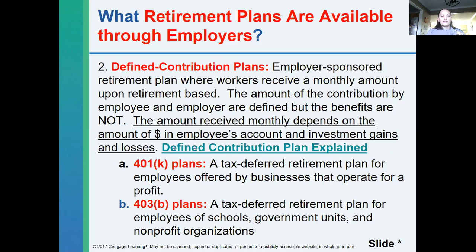And then there's also where you receive a monthly amount upon retirement based on what is put into it. So there is a 401k and a 403b. The amount of money received monthly depends on how much money you have and how much it gains and loses. So a 401k is a tax deferred retirement plan for employees offered by businesses that operate for a profit.